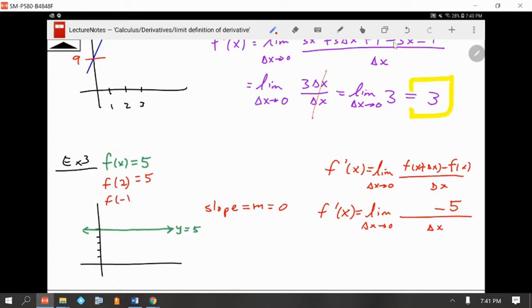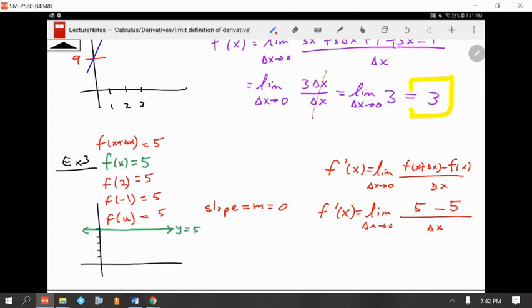What's f of negative 1? f of negative 1 is still 5. What's f of u? It's still 5, right? What's f of x plus delta x? It's 5. So for this problem, it's even easier than the line because you don't have to distribute the slope and combine like terms. You just get 5 minus 5 is 0.